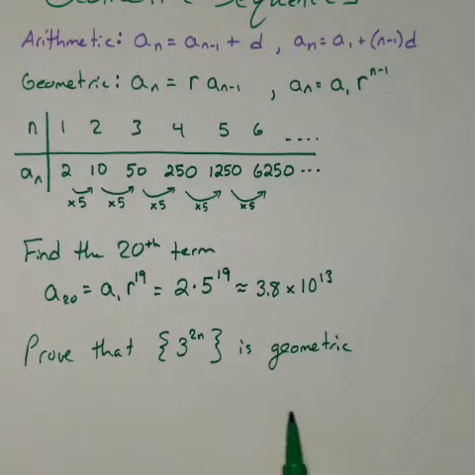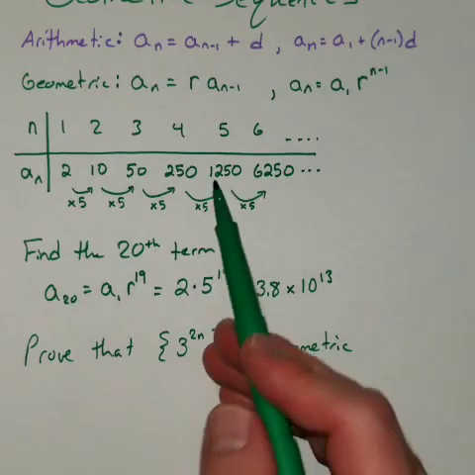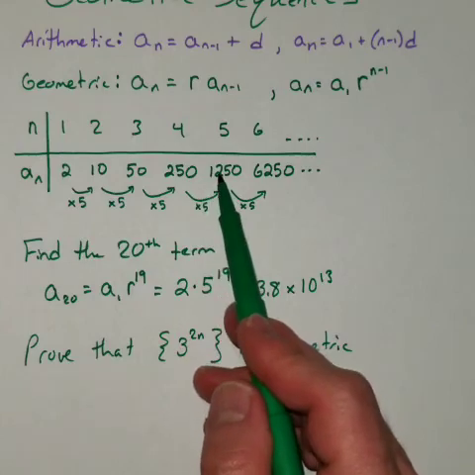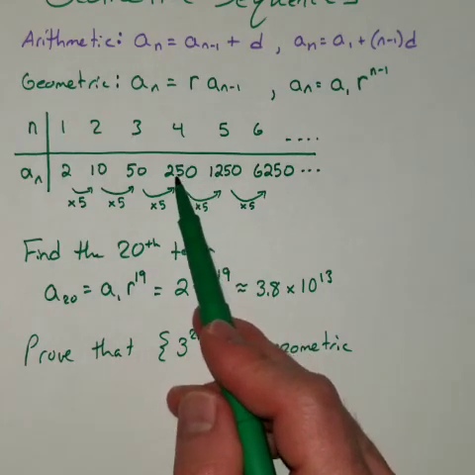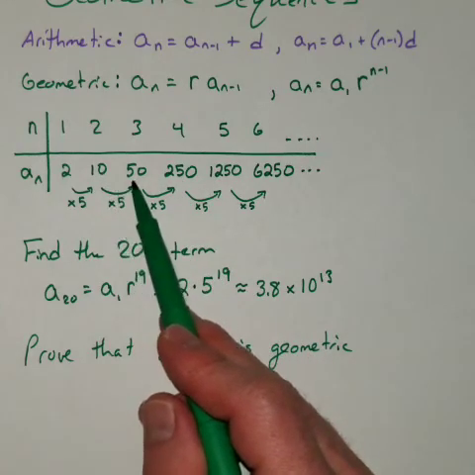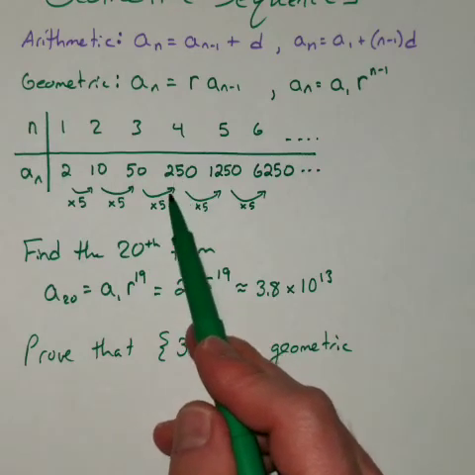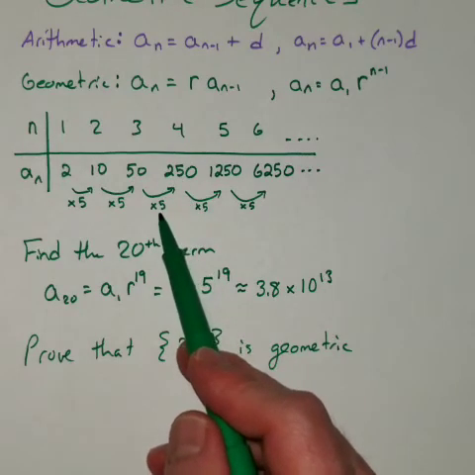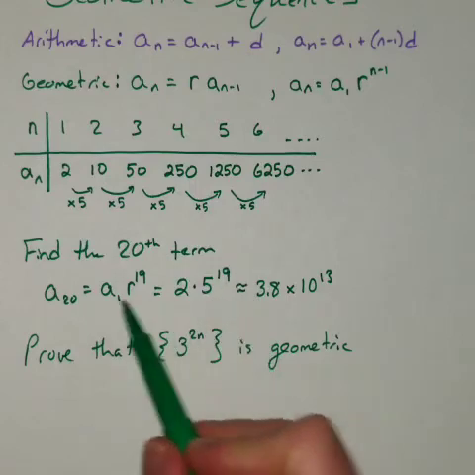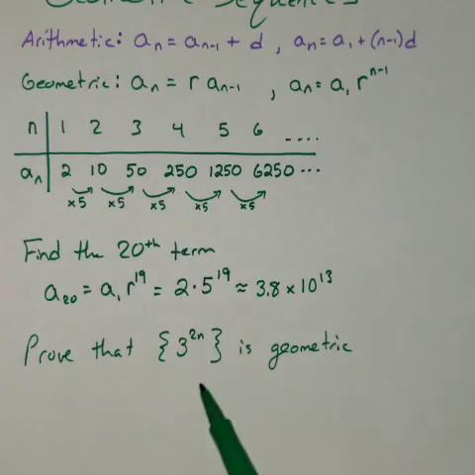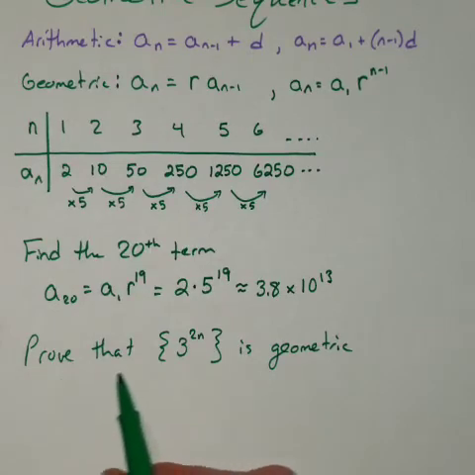And so what we want to do is try to take the ratio of any two terms, right? This one divided by this one, or this one divided by this one. It doesn't matter, any two terms, the ratio should be that fixed value of r. Now, here it was 5, but here it might be something different. So we want to prove that.